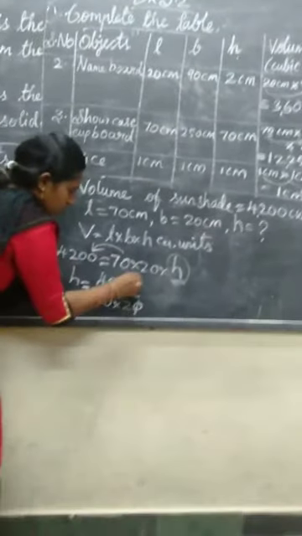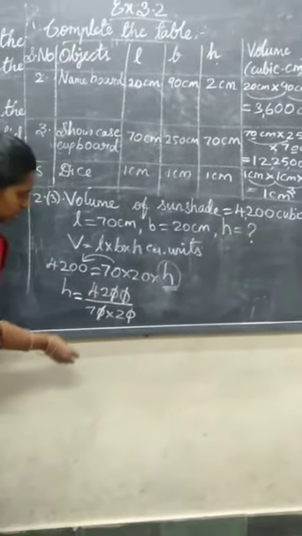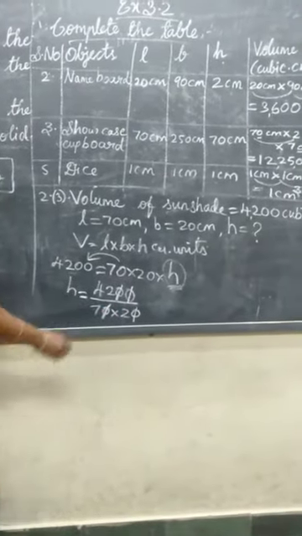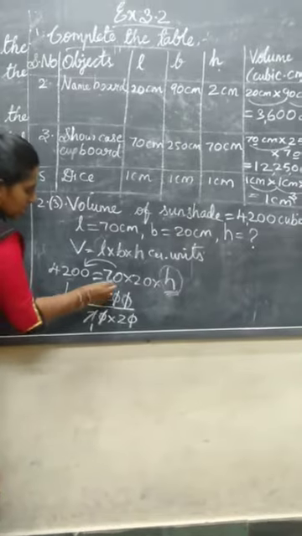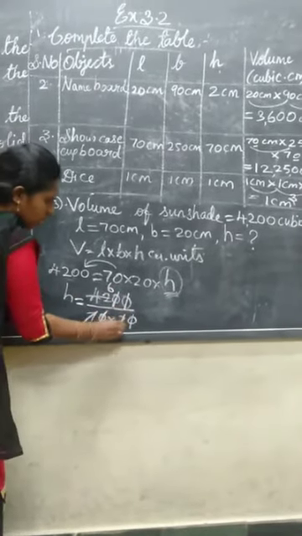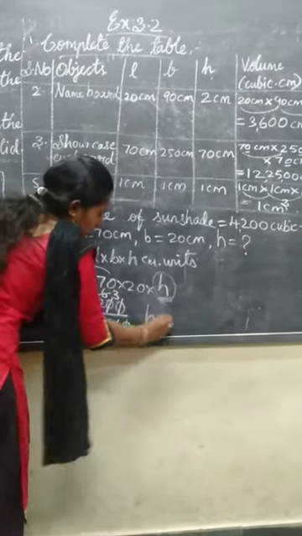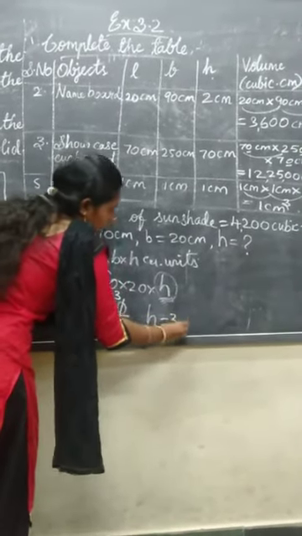Now cancel the zeros, 0, 0 and this 0 and 0. Now see whether it is divisible. Okay, it is divisible in 7 table. 1 7s are 7, 6 7s are 42. Again it is divisible in 2 table. 2 1s are 2, 3 2s are 6. So the H is equal to, height is equal to 3 centimeters.